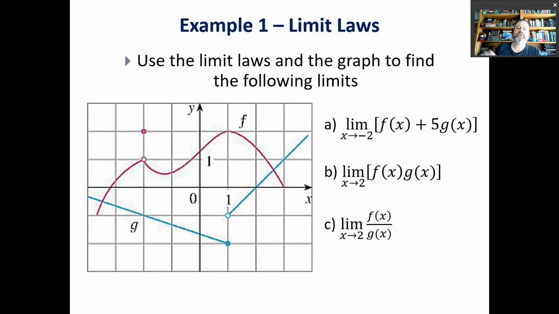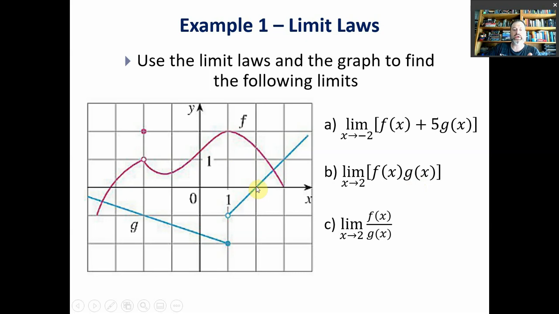So the second one, we have the limit as x approaches 2 of f of x times g of x. Remember, there's no point in trying to multiply the functions together, right? These are just some goofy piecewise defined functions. Instead, let's use our limit law and see what happens. So we know we're eventually going to need the limit of f of x as x approaches 2. So here's 2. And the limit of f of x, it looks like it's about 1.5, right?